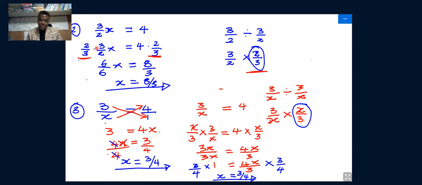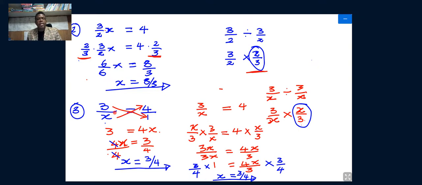In this case, you can see the variable is a numerator in this fraction. It is multiplying with a numerator. What if it goes under? For instance, you have 3 over x equal to 4. Are we going to apply the same thing and divide with 3 over x? Does it make sense? Yes, it does.